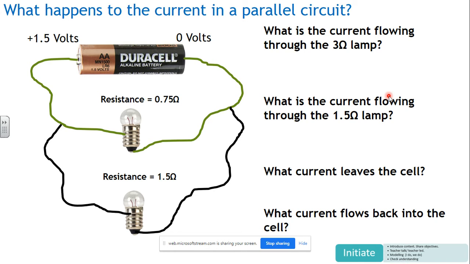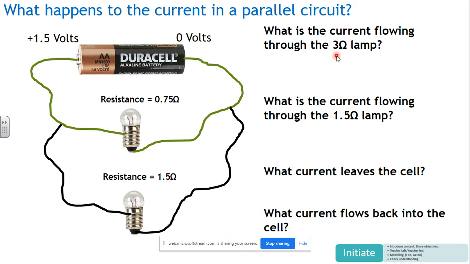So let's look at our circuit there, and we have a cell, 1.5 volts. We have a lamp with a resistance of 0.75, and we have a lamp with a resistance of 1.5. Okay. And the first question is, what is the current flowing through the 3 ohm lamp?